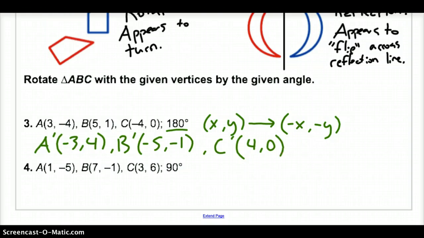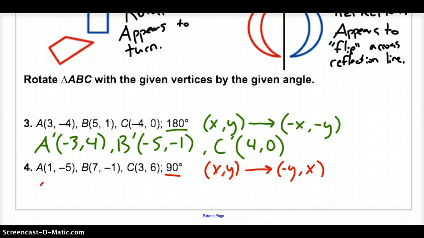Again, pretty easy. If I asked you to do that on the coordinate plane, I'm confident that most of you could. Now we'll look at the final triangle. This time it's a 90-degree rotation. When we have our original ordered pair x and y, our transformation here will be to flip x and y and then make y opposite of what it originally was. So this is our transformation for a 90-degree rotation.